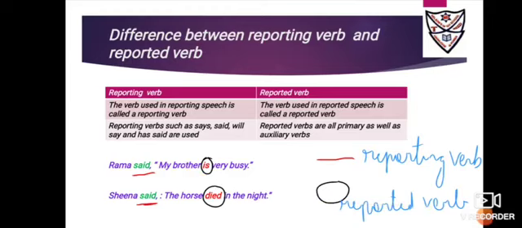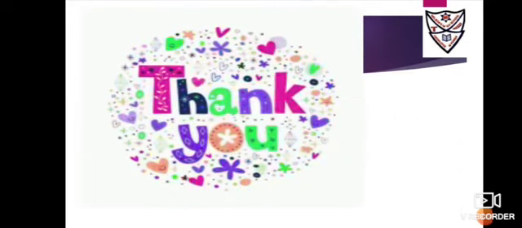Now next, Sheena said, "The horse died in the night." Here the verb in the inverted commas is "died." So this is called the reported verb, children. I hope you understood the terms: reporting speech, reporting verb, and reported verb. Thank you.